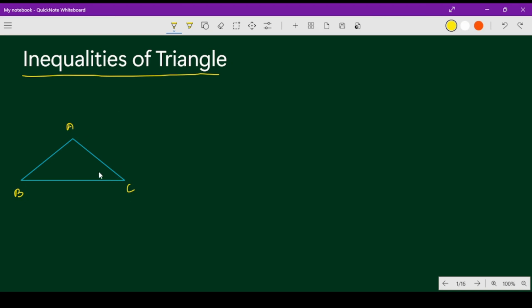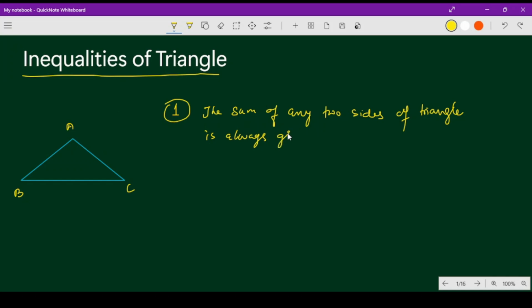If we add any two sides of this triangle, then that will always be greater than the third side. This is the first inequality we can say. The sum of any two sides of a triangle is always greater than the third side.